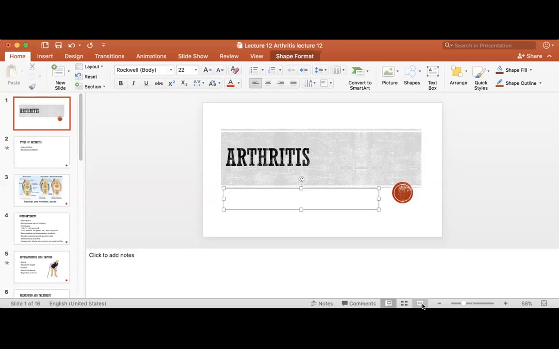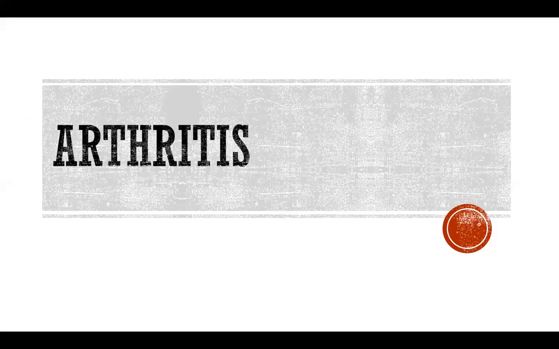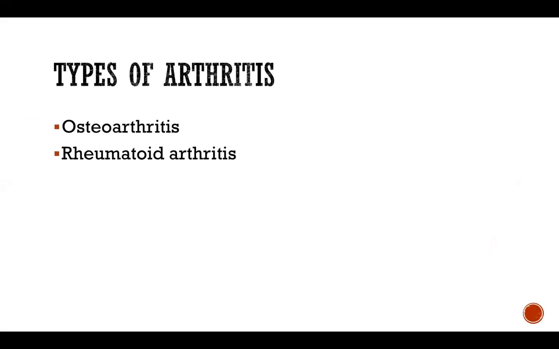Hi class, today we are going to be talking about arthritis. Arthritis is a musculoskeletal disease, so this lecture should follow the lecture on musculoskeletal health. We are going to be talking about two main types of arthritis, and they are osteoarthritis and rheumatoid arthritis. And so we're going to get into those in detail coming up.